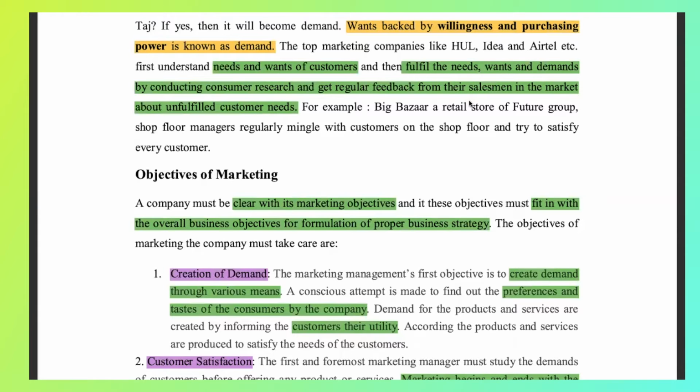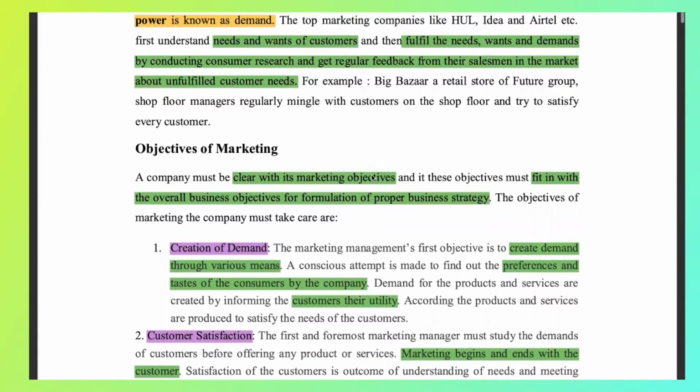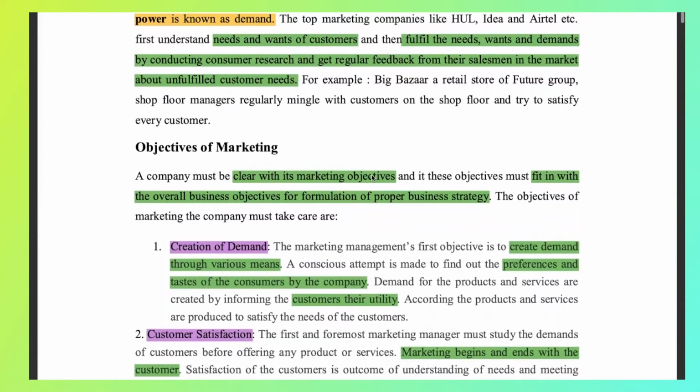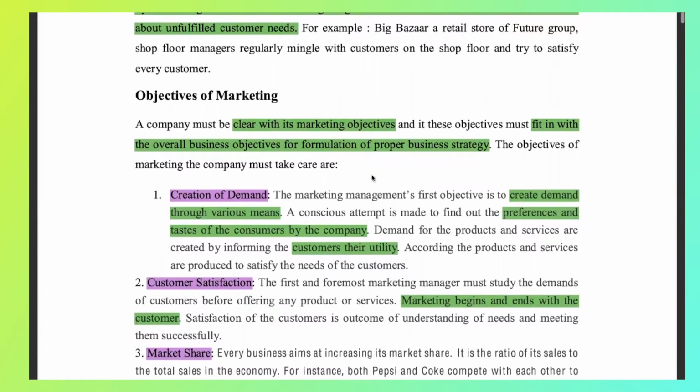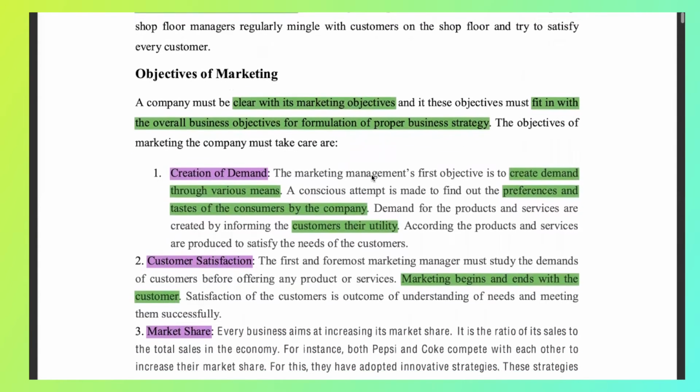Like a salesman is in the shop, and if a customer says that I don't like this product, or this product has this feature that I don't like, then the marketer will identify that this particular feature is not nice. Then they will go tell the producers or manufacturers. So, for example, Big Bazaar, a retail store of Future Group: shop floor managers regularly mingle with customers on the shop floor and try to satisfy every customer by finding out what they like about the product and what they don't like about the product.